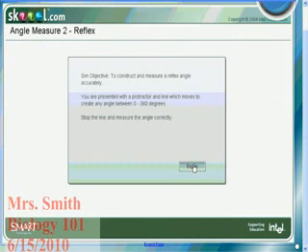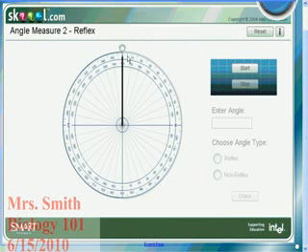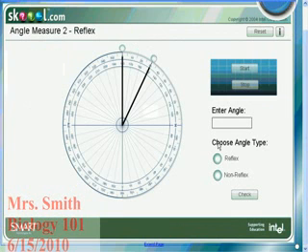This one has all 4 types of angles on there, so they can practice the skills. Deciding the angle measurement. Oh, I'm ahead of myself. This is the reflex. It's the practice for the last angle that we learned. They can decide the angle measure and whether it is a reflex or a non-reflex angle.